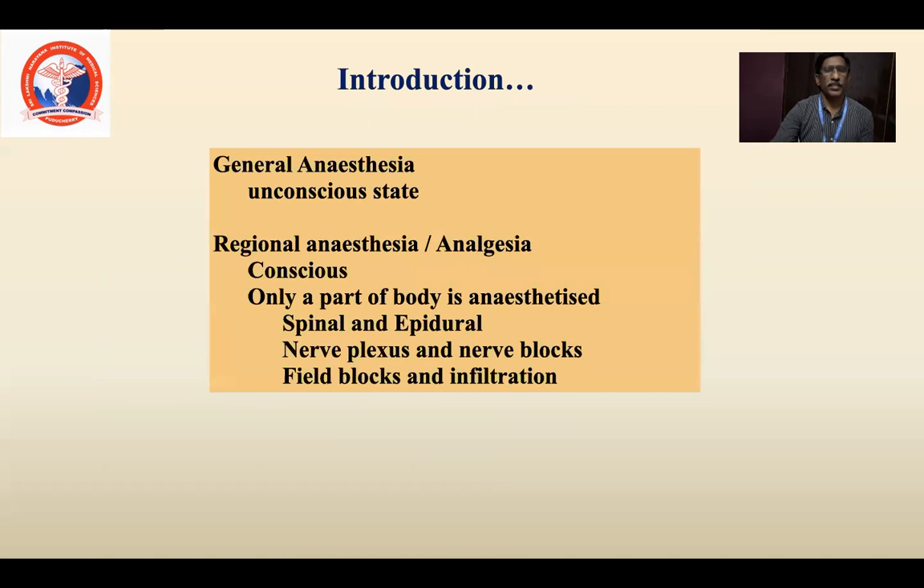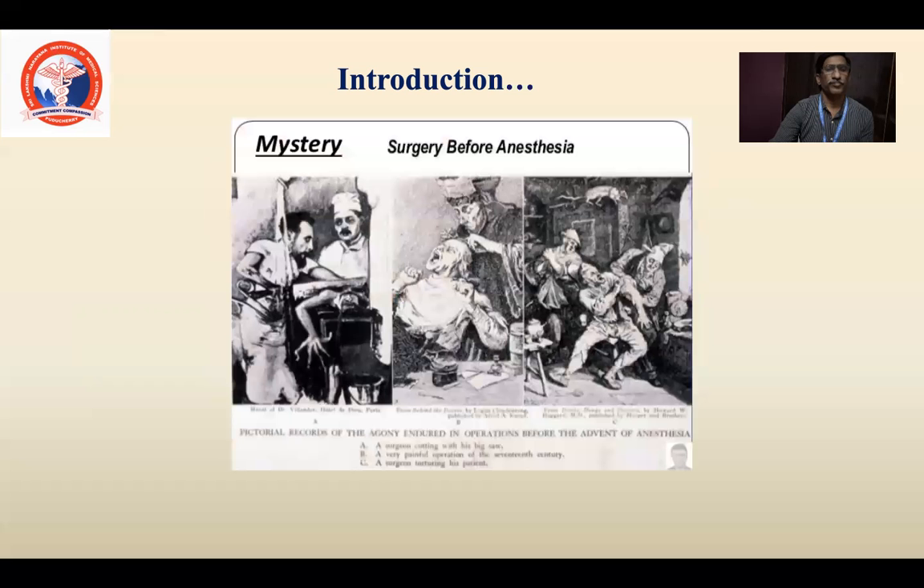General anesthesia means you are inducing an unconscious state. In regional anesthesia, otherwise also called analgesia, the patient will be conscious. Only a part of the body is anesthetized, like spinal and epidural, nerve plexus and individual nerve blocks, field blocks, and infiltration anesthesia.